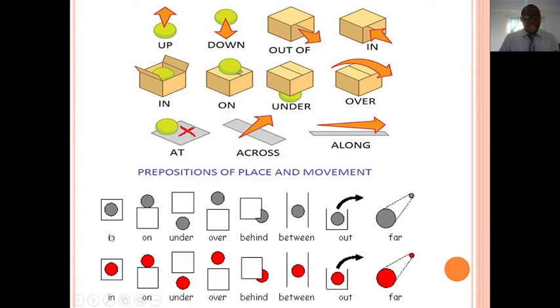The first one is in, on, under, over, behind, between, out, far. One more time.